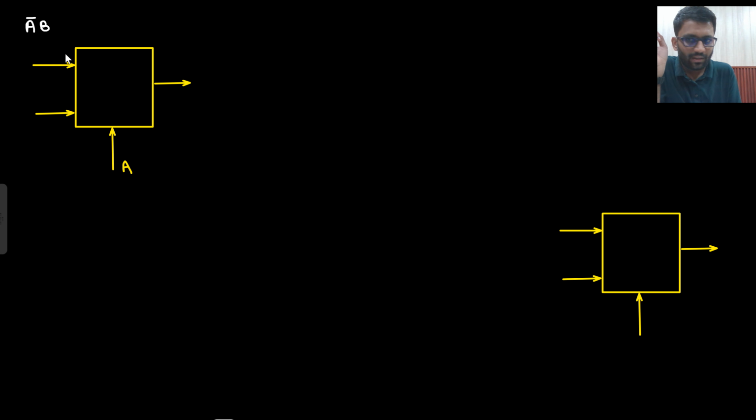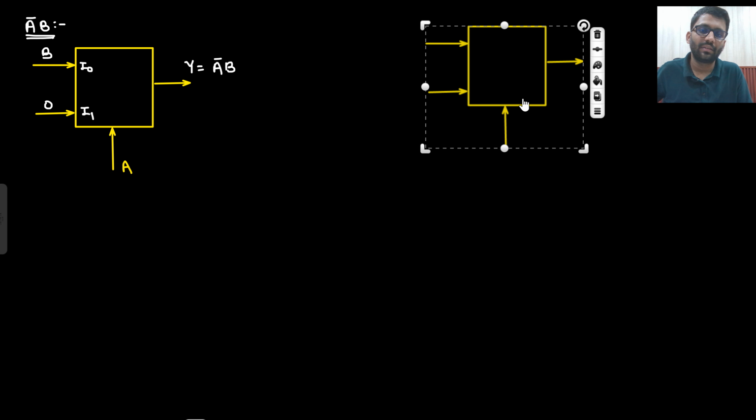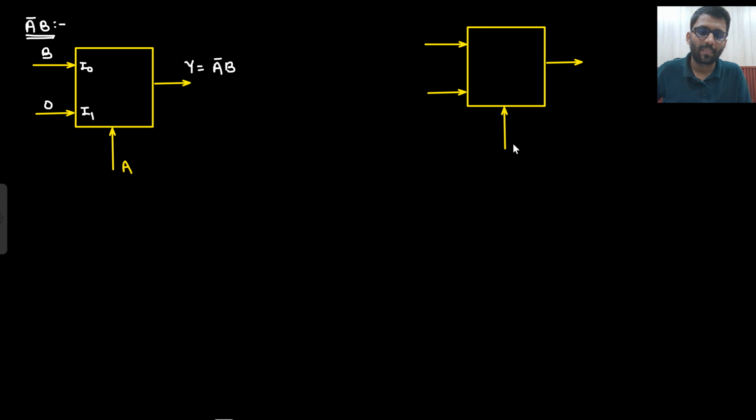So if this is I naught, this is I1, what do I need to make? A bar B. So if A bar is coming, I would need B, and if A is coming, I would need 0. So this is my output, A bar B, right? Now let's implement the same thing using B as the select line.